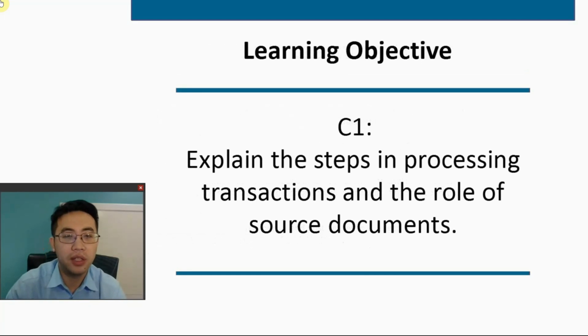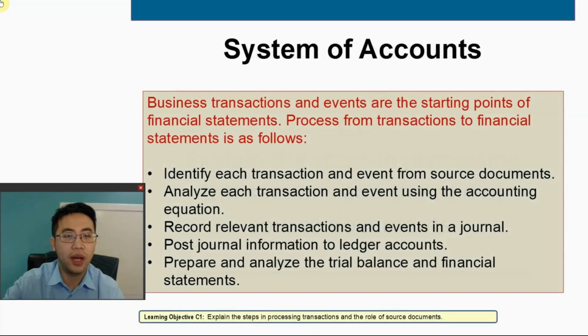All right, so let's first talk about the steps in processing transactions. Right here, we have a system of accounts. Each activity would be recorded as an account. Business transactions and events are the starting points of financial statements, so we're going to process from transactions to financial statements. Each event starts as one transaction, and then we build up all the transactions to a ledger, and then we build up all the ledger information to financial statements.